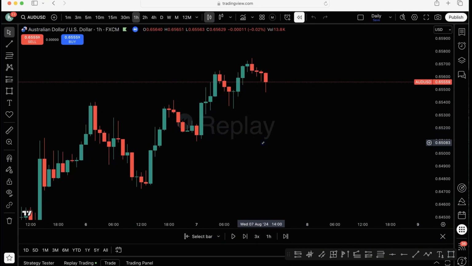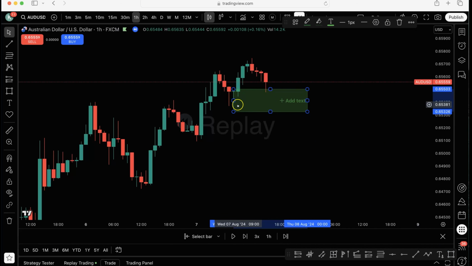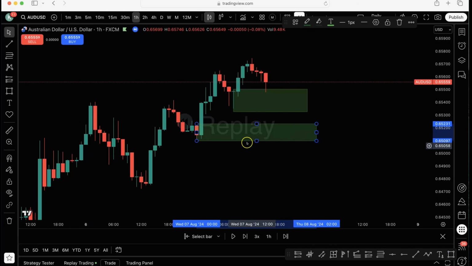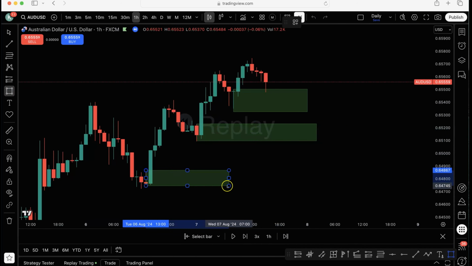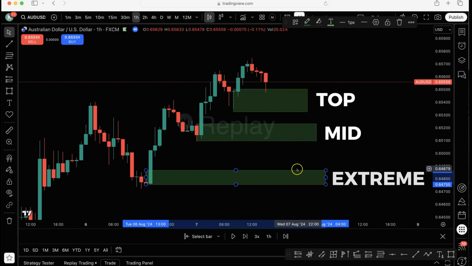So you can see we have this top demand zone here, as this was a period of consolidation before this impulsive move up. Then we have this mid demand zone here as well, and I'm marking these demand zones as the last candle before the impulsive move up. Then we also have this extreme demand zone at the bottom here. So we could potentially buy from any of these demand zones. Now, if you were buying from the market, would it be from the top, middle, or extreme demand zone?